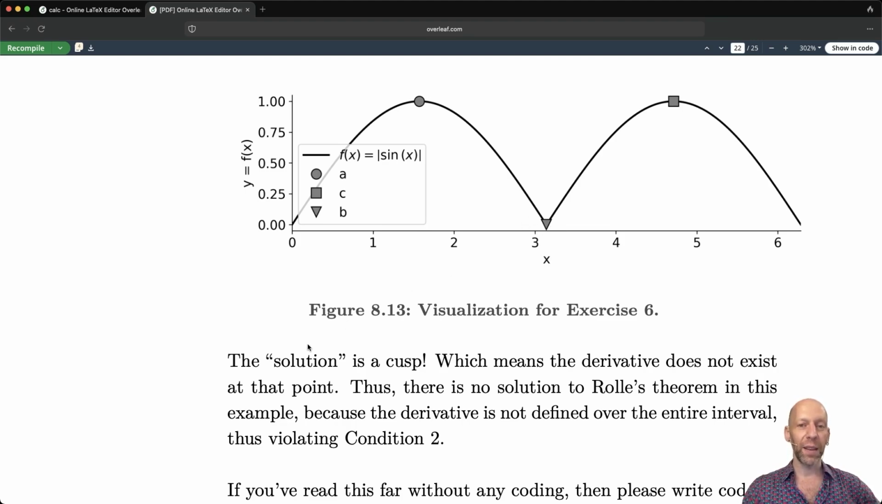Now, it turns out that the solution is a cusp. And what does that mean? That means that the derivative does not exist at that point. The function is continuous at that point, at x equals pi, but there is no solution to Rolle's theorem because the derivative is not defined over this entire interval, which is one of the conditions for Rolle's theorem to be true. Okay, so it violates what I refer to as condition 2 earlier in the text when I introduced Rolle's theorem. So in fact, there is no solution to this particular problem.